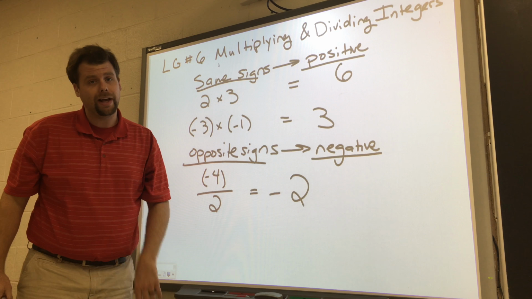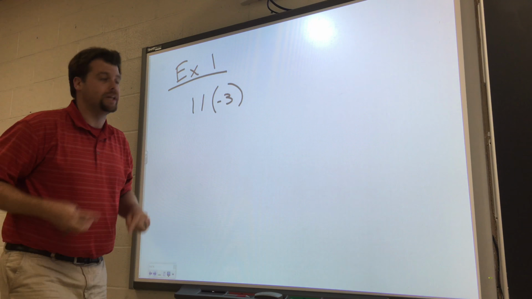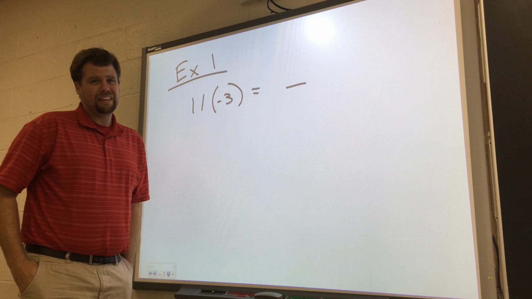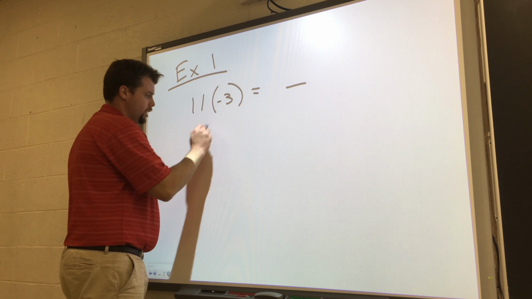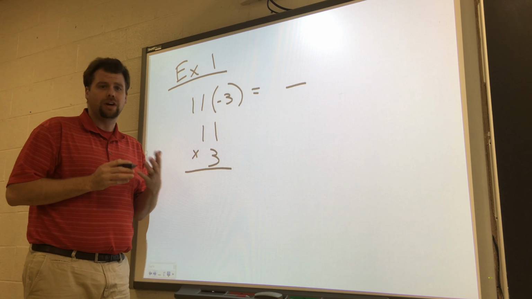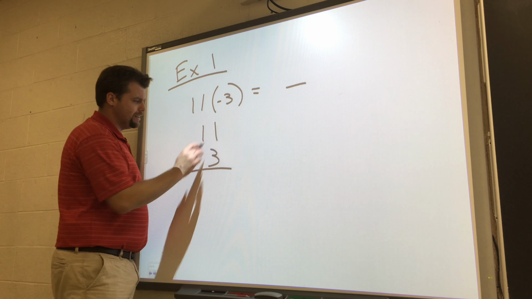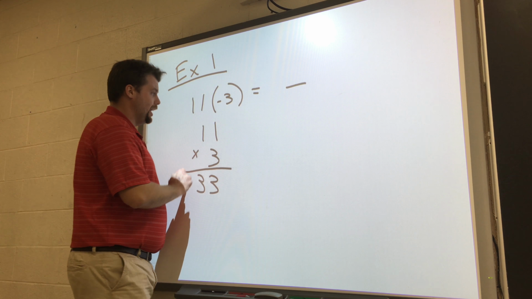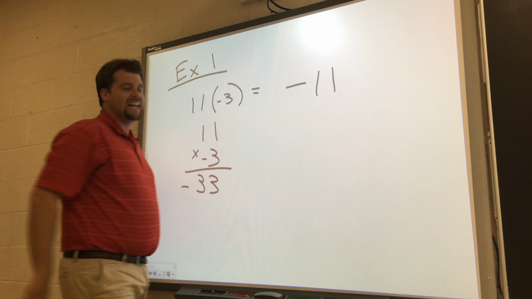All right, let's go ahead and take a look at an example. 11 times negative 3. First of all, we're taking a positive and multiplying by a negative. Therefore, we're going to end up with a negative. 11 times 3 or 3 times 11. Depending on how you feel comfortable with multiplication, you may be able to look and see what that is. If not, 3 times 1, 3.